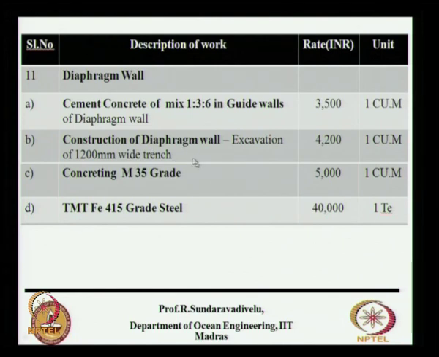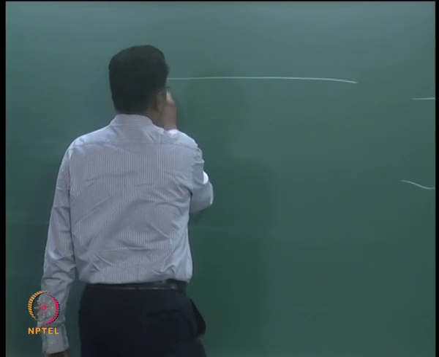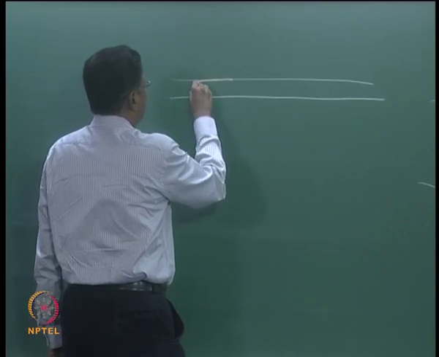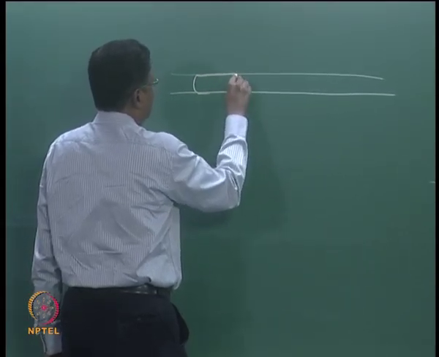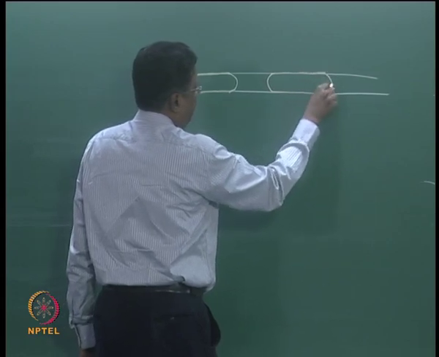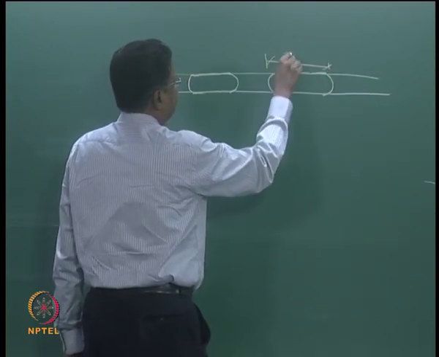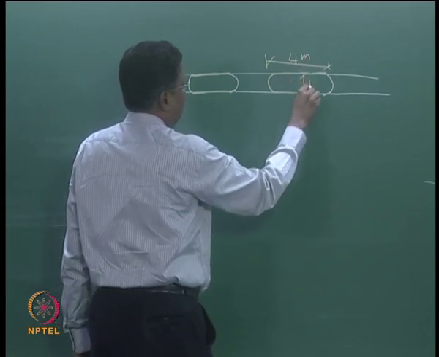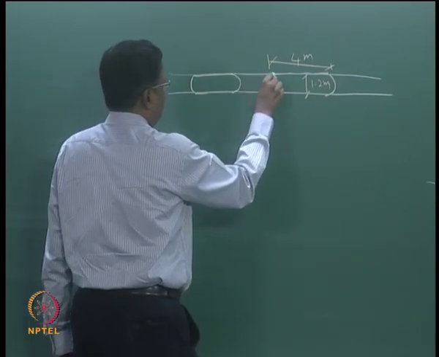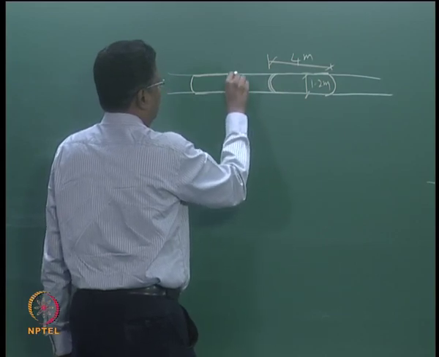Then diaphragm wall. So when you want to construct a diaphragm wall, the diaphragm wall is a continuous wall. So what we do for diaphragm walling is, this is a continuous structure which is going all along the berth. What we do is we do what is known as a primary panel. This is done first. Typically the panel size is about 4 meters. The thickness varies from 1 to 1.2 meters, and they will do this continuously, then they will come back and do the other panels like this.